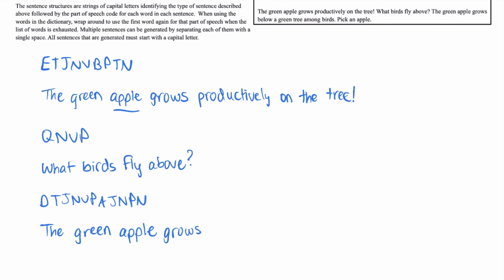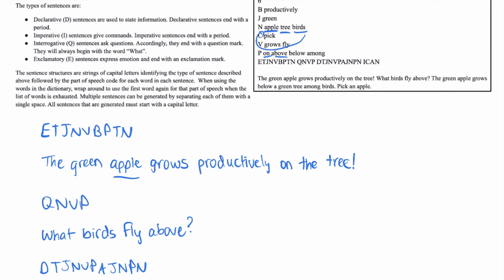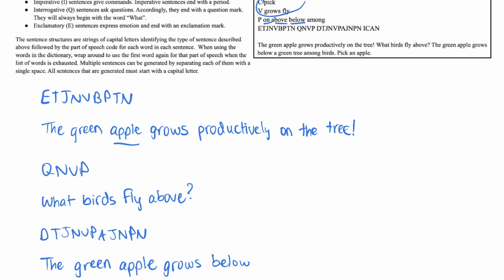Then after that, we have a preposition. So if we look at our prepositions, we have 4 prepositions. We've used on and above, so next we're going to use below. So the green apple grows below. And next we have the letter A. Alright, so this is the first time we're seeing the letter A.